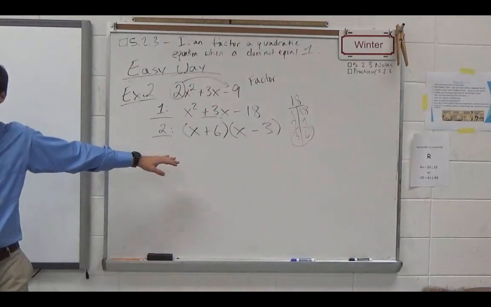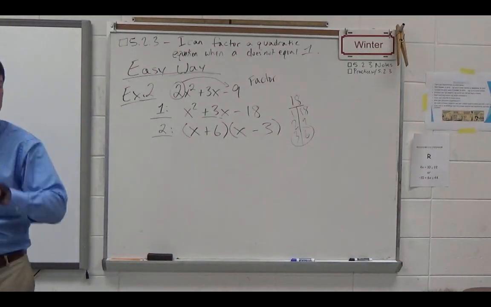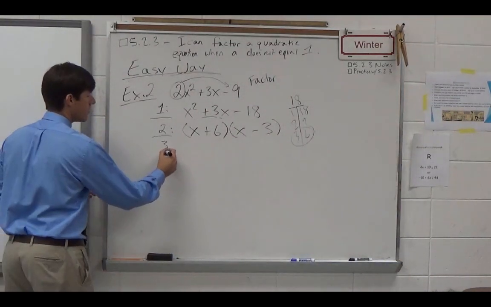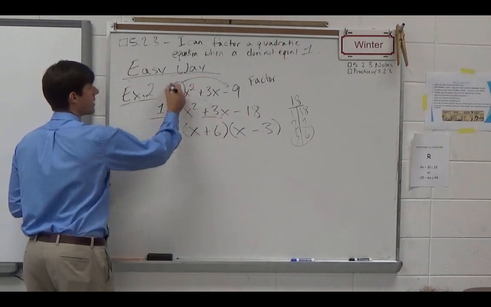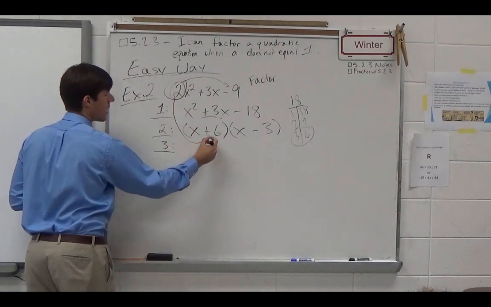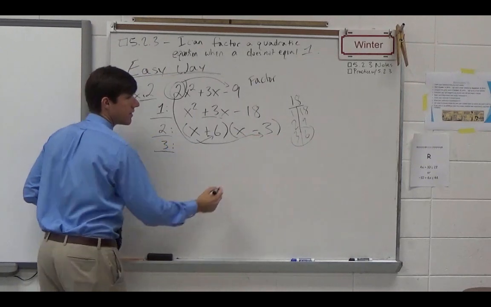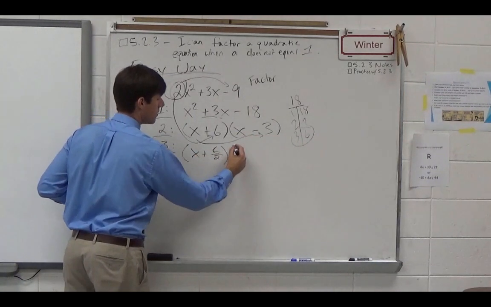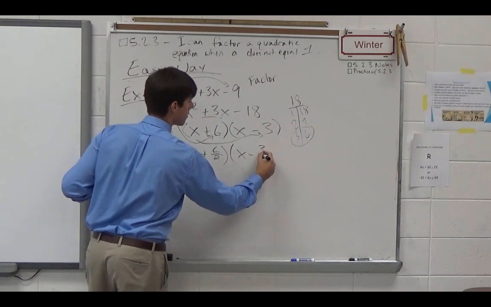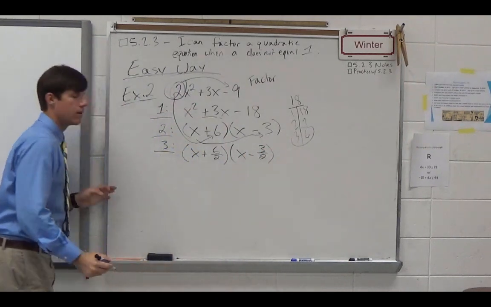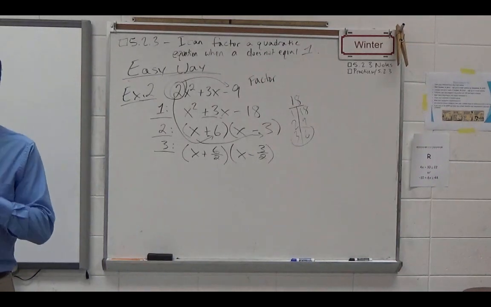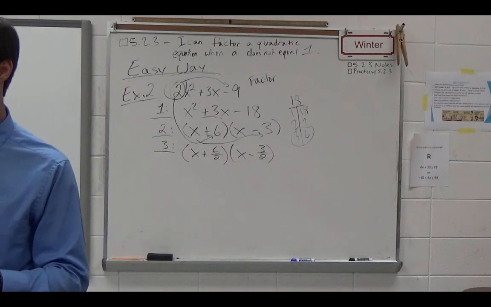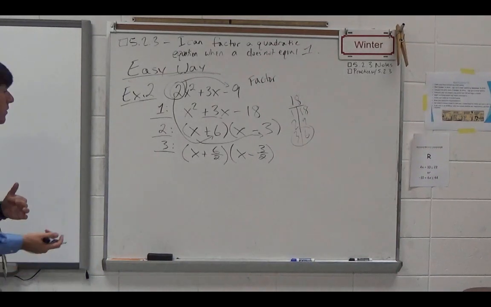So once I've factored it, I've got to go on to step 3. I take that leading coefficient up here and I drop it down and divide. So this time I've got x plus 6 divided by 2, x minus 3 divided by 2. Step 4 is the most important. It's where I simplify.